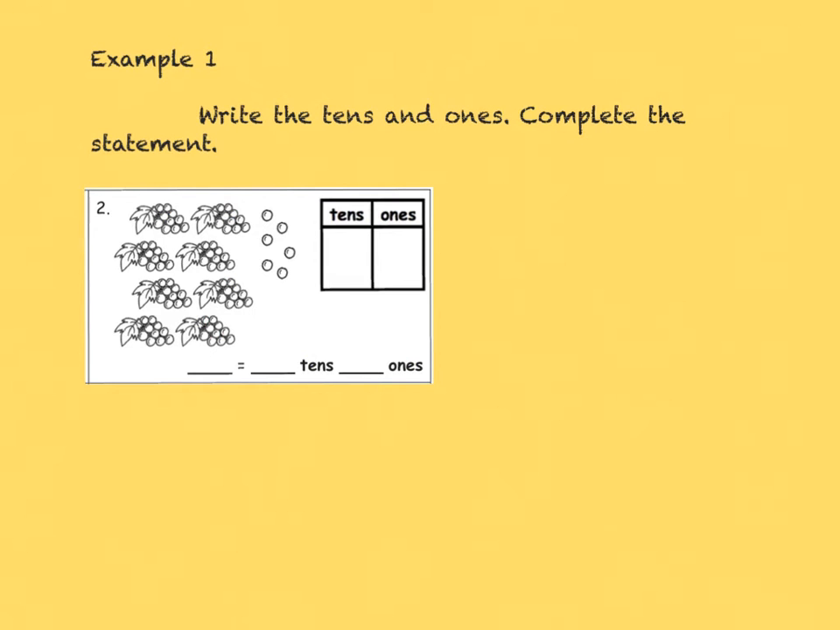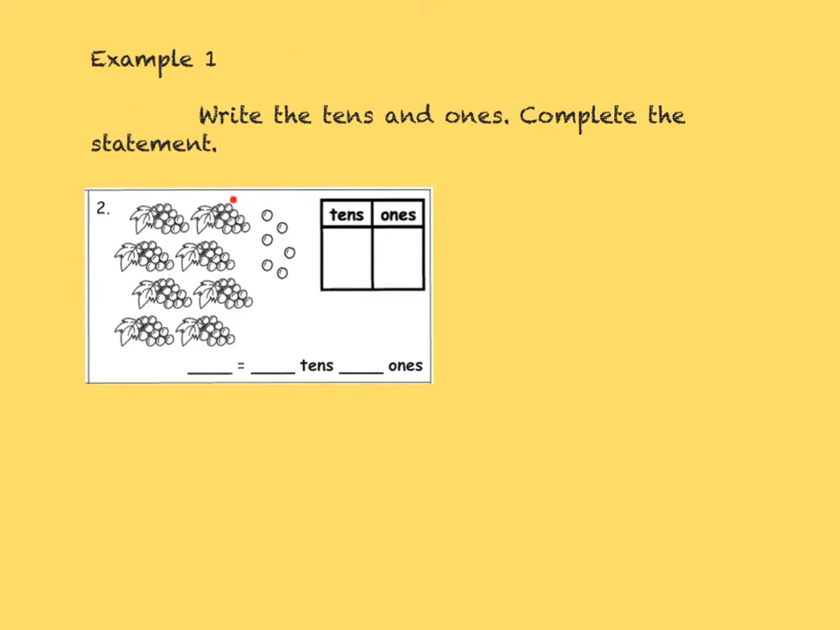Let's practice some problems using place value. First, let's understand the picture. There are bundles of grapes and there are also single grapes. The question is asking us to write the tens and ones and to complete the statement. First, let's look at the bundles of grapes. We can tell that there are 10 grapes in each bundle.